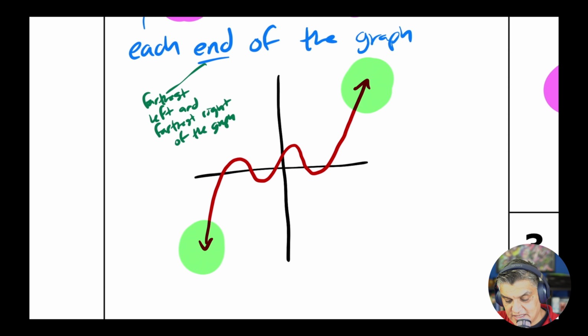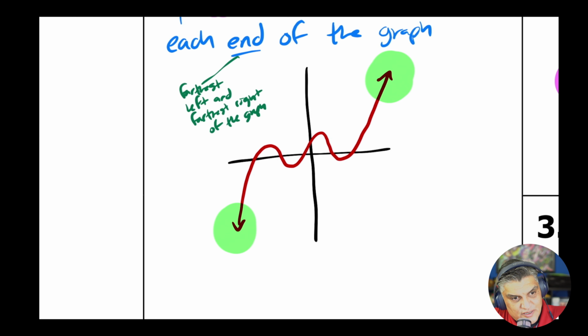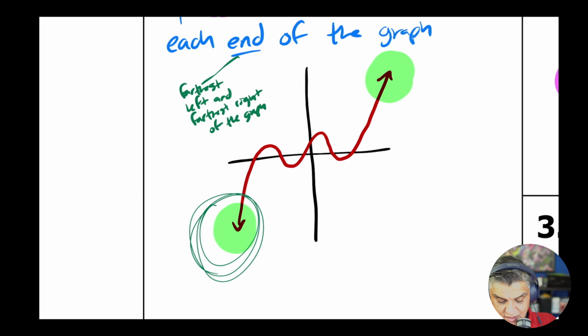Right? So we're basically saying, where's our graph coming from? If we're reading this from left to right, where is our graph coming from? Is it coming from the bottom, or is it coming from the top? And where is it going to? Is it going to the top, or is it going to the bottom? Or is it going constant? Or is it approaching something? Okay. So we're just describing.